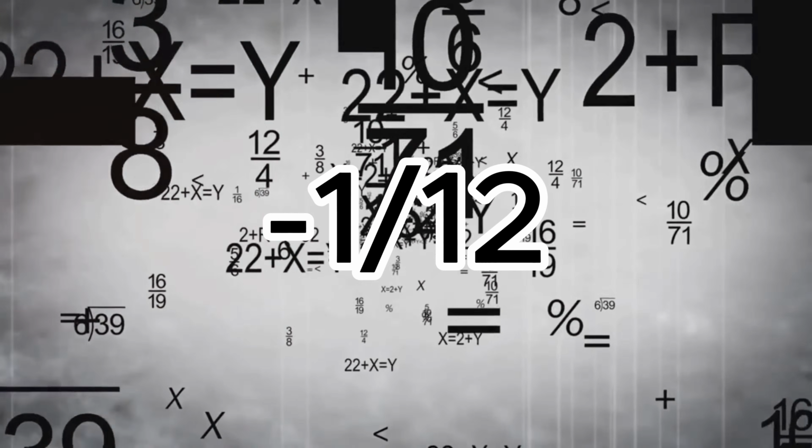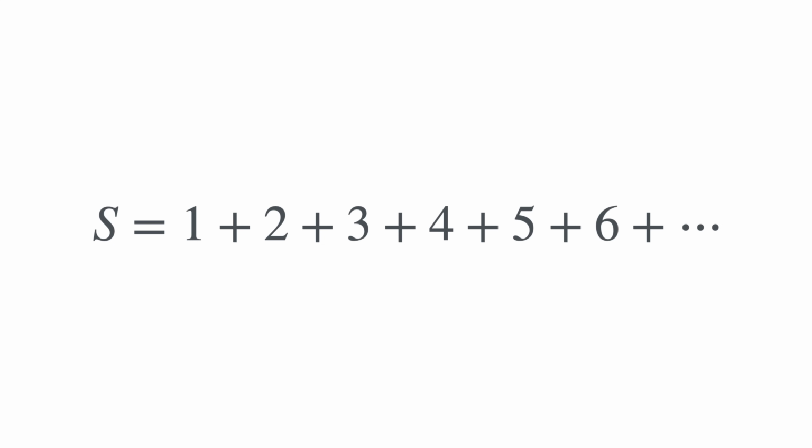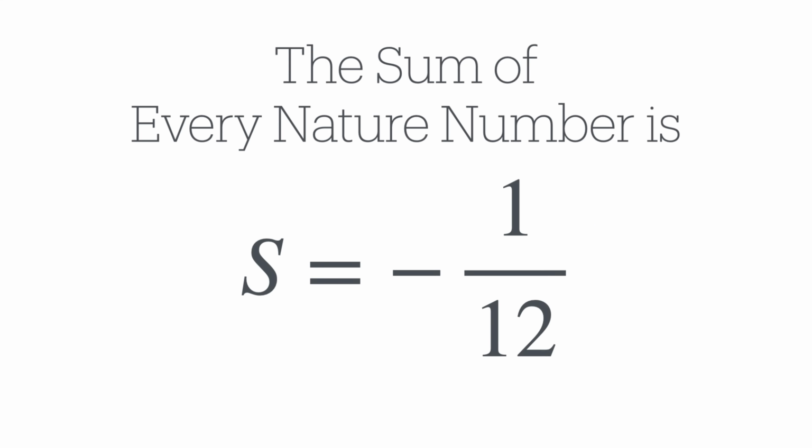Strange, isn't it? 1 plus 2 is 3, 1 plus 2 plus 3 is 6, and if you add 1 through 10, you get 55. It seems self-evident that if you add natural numbers together, you'll keep getting bigger and bigger natural numbers. But the idea of a negative sum of natural numbers, especially in fractional form, doesn't usually make sense.